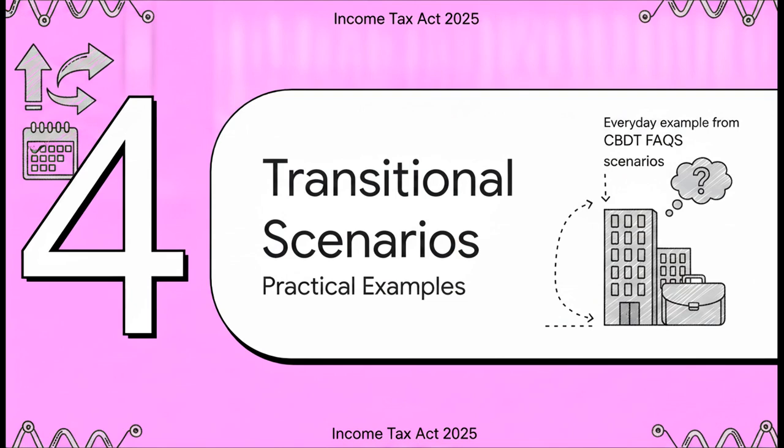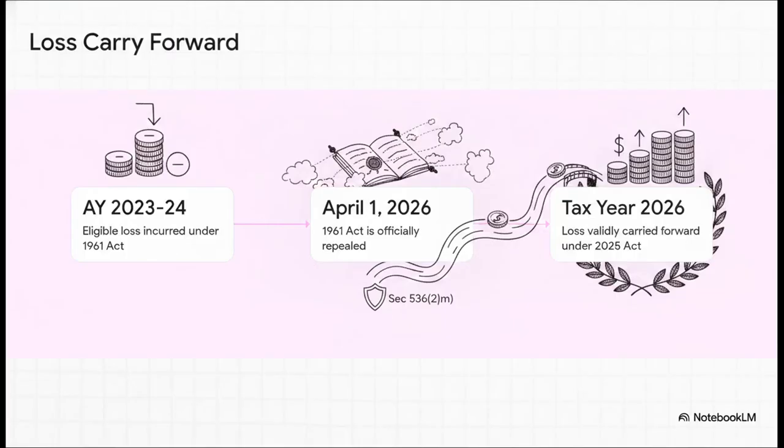Let's move to Part 4, Practical Transitional Scenarios. How does this actually play out for your clients? Let's look at a scenario directly inspired by the CBDT FAQs. Say a business incurs an eligible loss way back in assessment year 2023-2024 under the old law.